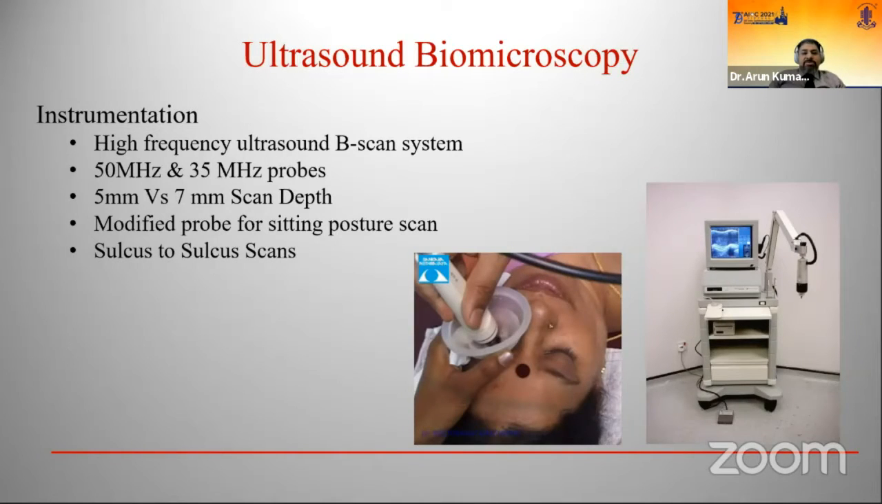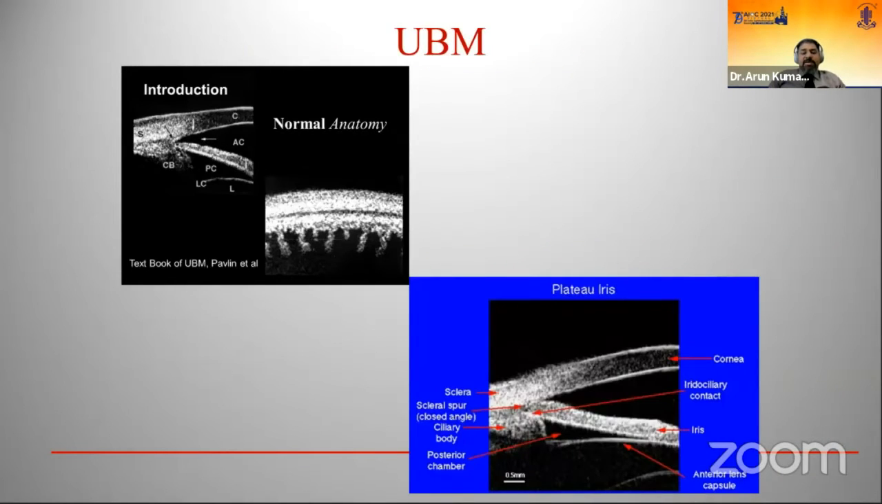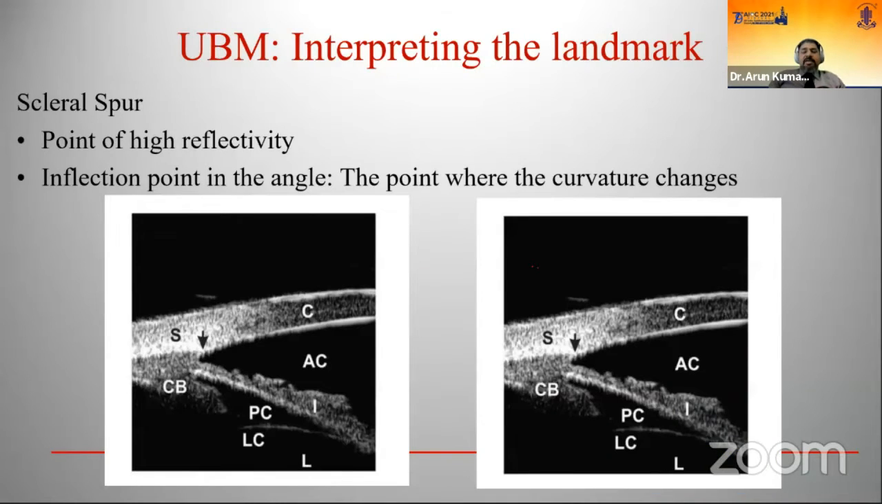It's essentially based on a high-frequency ultrasound B-scan system and delivers very high-resolution images of the anterior chamber and the angle, and especially of the retroiridial space. Until today, there's no other imaging tool that can image the retroiridial space as well as the ultrasound biomicroscope. Now, this really enhanced our knowledge and application in terms of understanding glaucoma better.